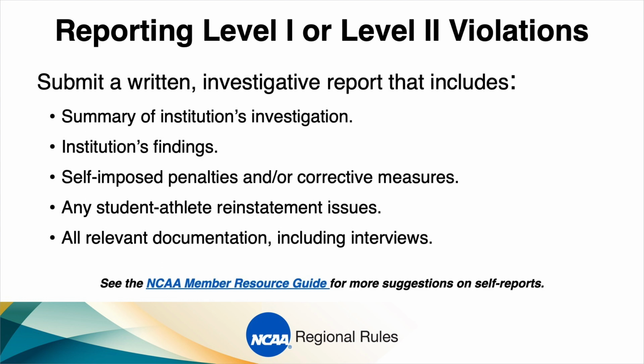Finally, the investigation may result in Level 1 or Level 2 violations. If that's the case, the institution should submit a self-report that includes a summary of the institution's investigation, findings, self-imposed penalties, and corrective measures. It should also identify any student-athlete reinstatement issues and include all relevant documentation, including any interview recordings. For a detailed explanation on what to include in a self-report, you can review the NCAA Member Resource Guide located on ncaa.org. Now back to Russell.